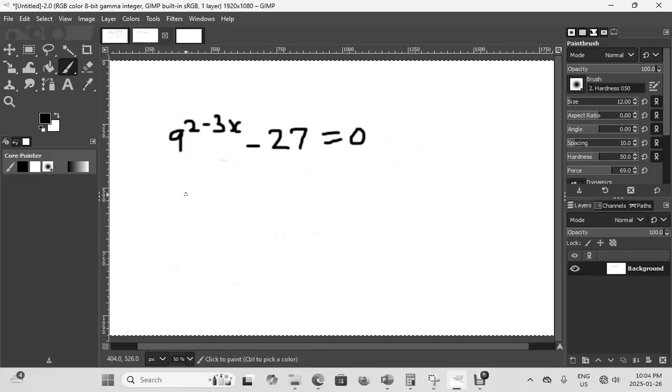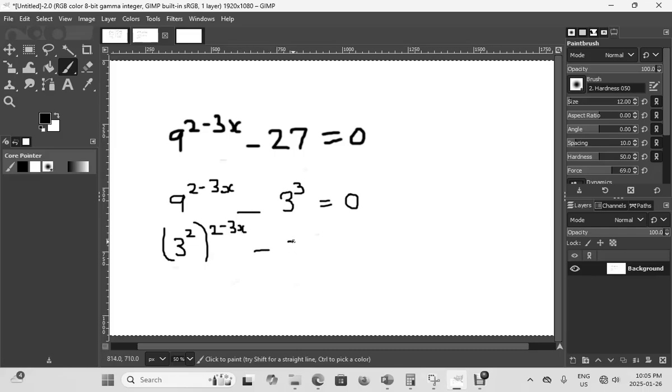Let's take another example. For this example, you have 9 raised to (2 minus 3x) minus 27 equals 0. So 9 raised to (2 minus 3x) minus, let's make this 3 raised to 3, equals 0. And this 9 will become 3 squared, all raised to (2 minus 3x), minus 3 raised to 3.